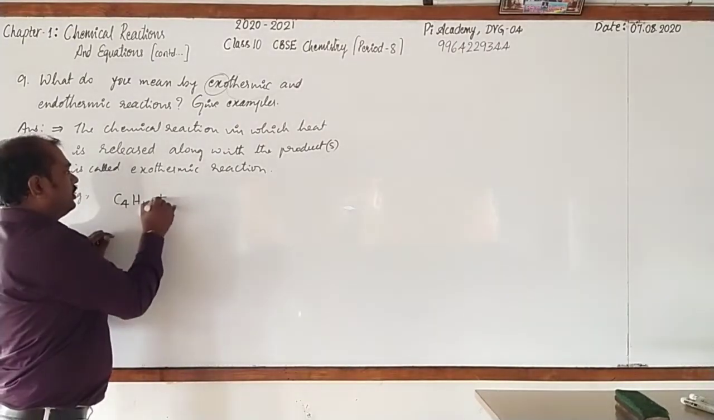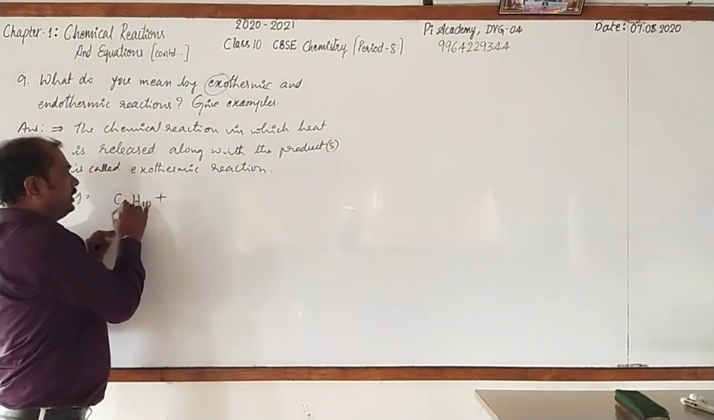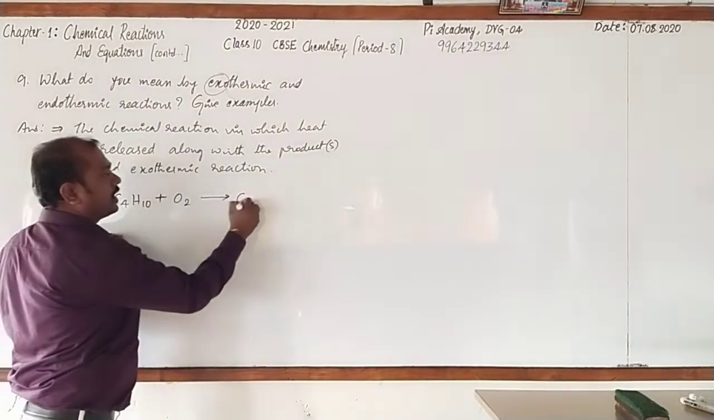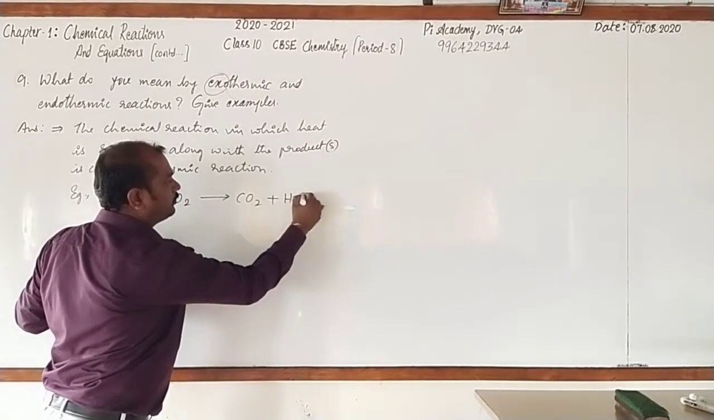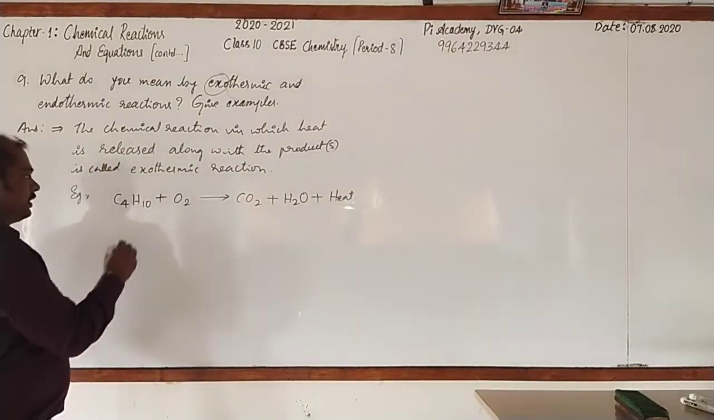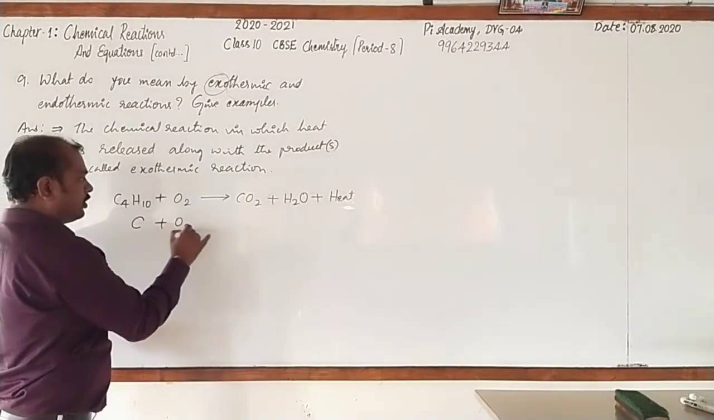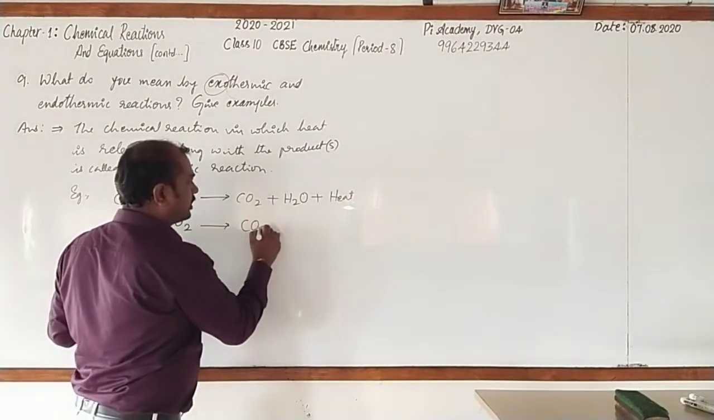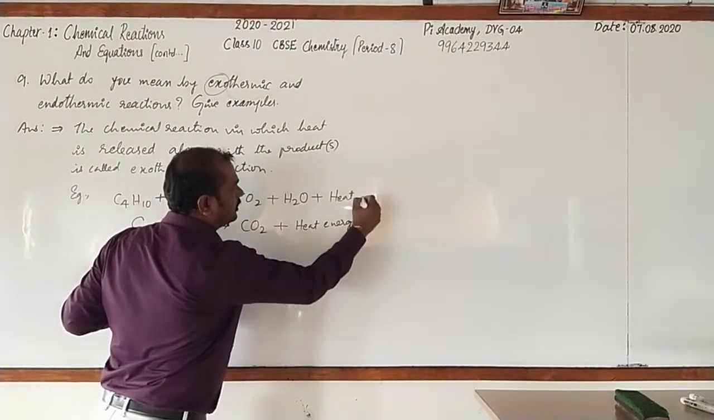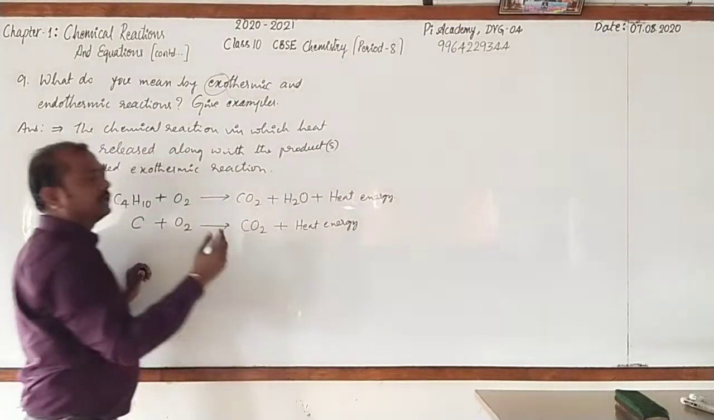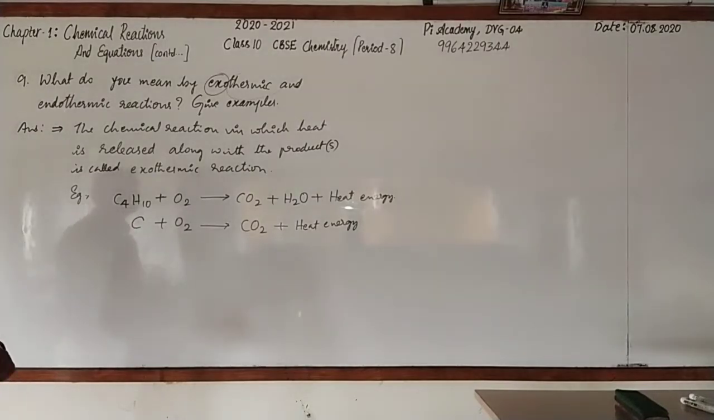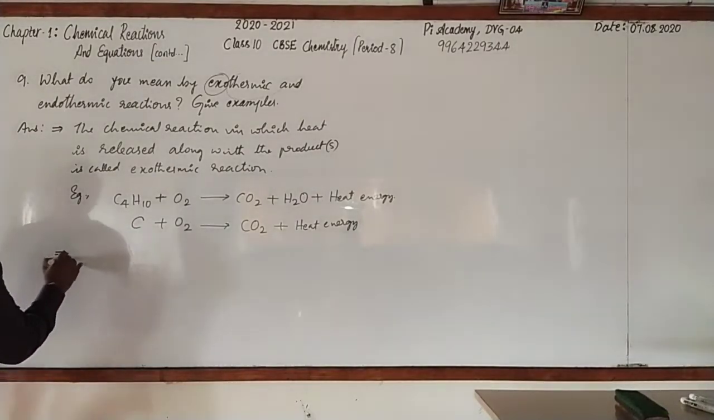Now, on burning, it reacts with oxygen to produce carbon dioxide and water vapors. Along with that, heat energy is released. Similarly, carbon reacts with oxygen to form carbon dioxide along with heat energy. Right? Next. Here the amount of heat energy released depends on what quantity of reactants that we go for using. Now let's move on to another one.